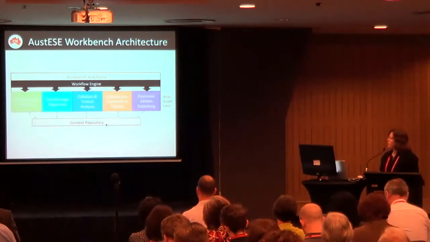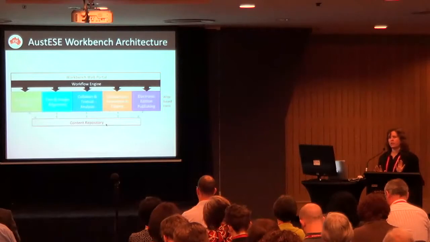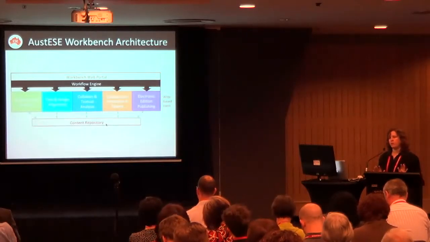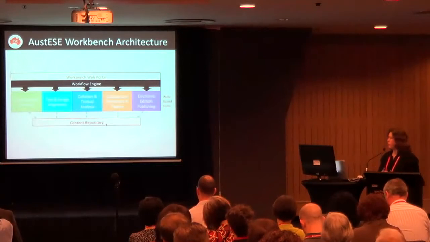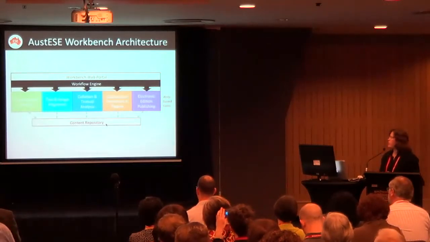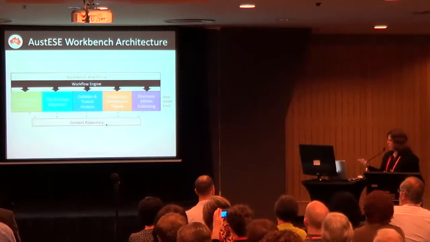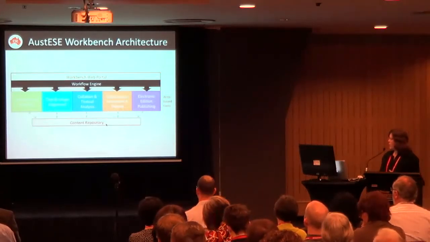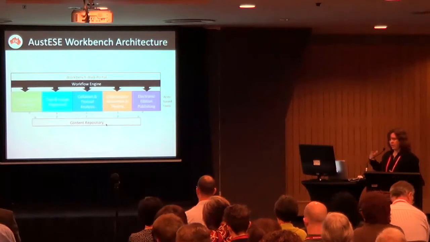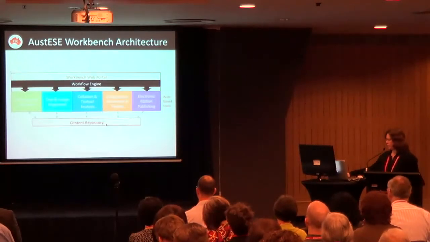Text and image alignment, in order to line up the transcriptions that have been created either manually or through OCR with the images that have been scanned from the original manuscripts and publications. Collation and textual analysis tools, collaborative annotation, tagging, and electronic edition publishing. And as I said, I'll talk through each one of these.